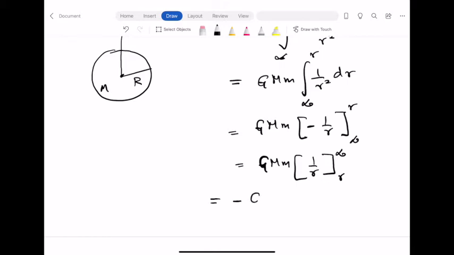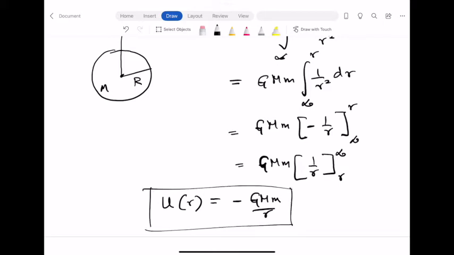So the final answer is GMm over r, and that is the potential energy at radius r. So this is the expression for the potential energy of an object which is at a distance r from the center of the Earth. And you can see that the zero level of potential energy in this expression has already been fixed. U equals 0 at r equals infinity. That's already built in to this expression. And that's it. So that's how we got it.